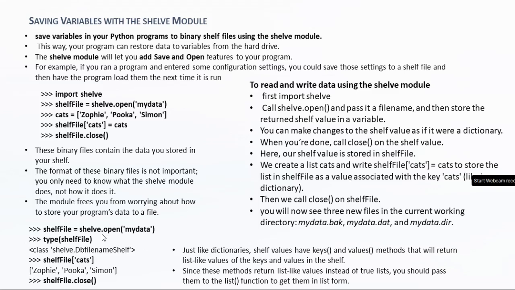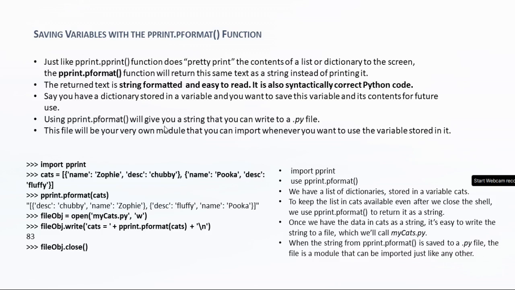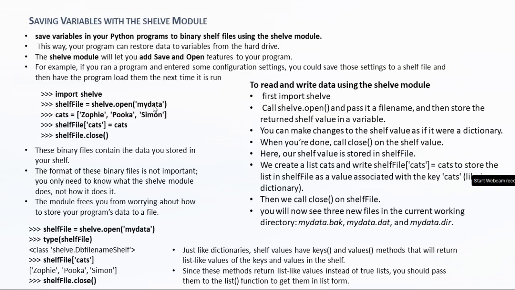Okay, so this is another thing. I'd say shelve.open, right? And you can see the type. What is the type of the shelf file? And you can see what the shelf is, what the cats is, right? Cats is basically the key. Under that, the values are Sophie, Pooka, and Simon, right? So basically this is a dictionary, right? Cats is equal to all these values, and I'm writing that into this mydata.